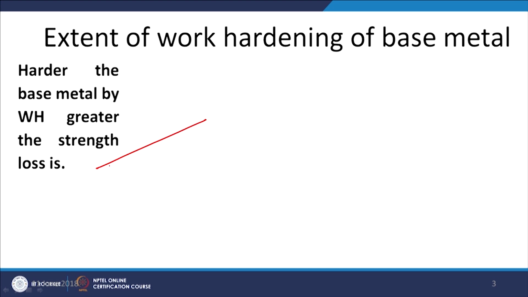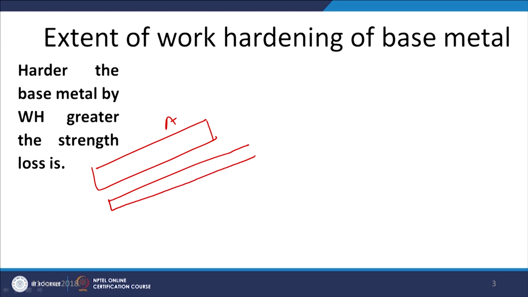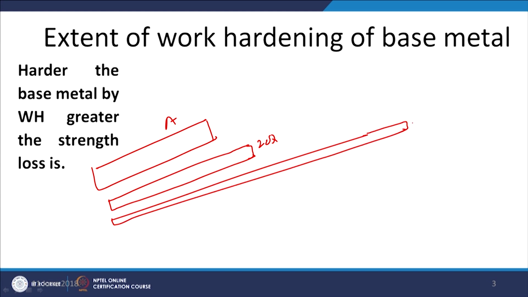Now if a metal A in the form of a plate is subjected to 20% reduction like this, or it is subjected to 80% reduction, and if we measure the work hardening, definitely the work hardening effect will be less with the one which has been reduced by 20% as compared to the other one which has been reduced by 80%. So the work hardening effect will be more.